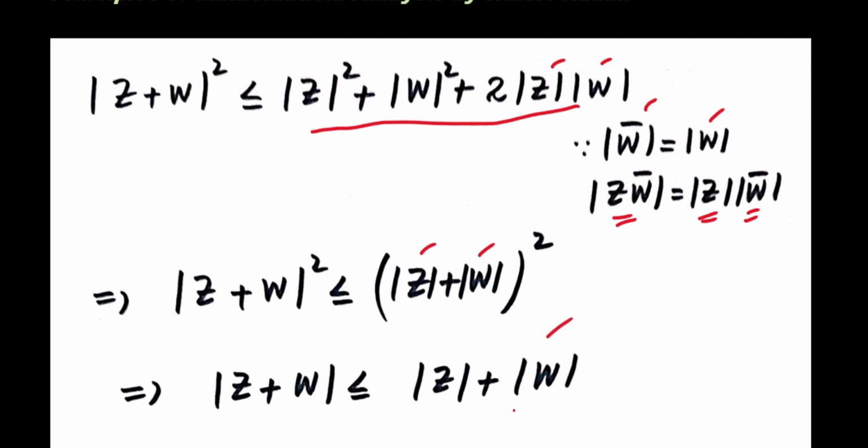So in this short video, we have discussed the modulus or absolute value of a complex number and some important properties related to them. In the next lecture, we will discuss a very important inequality, that is the Cauchy-Schwarz inequality.